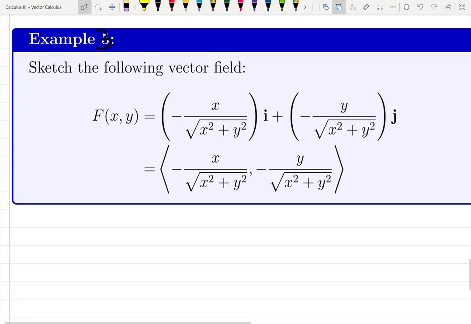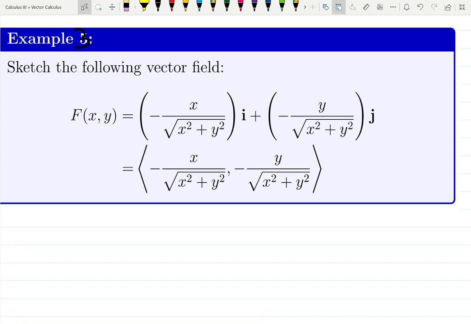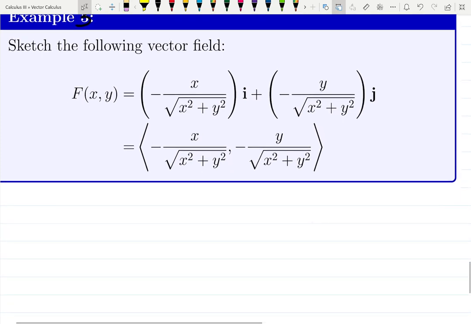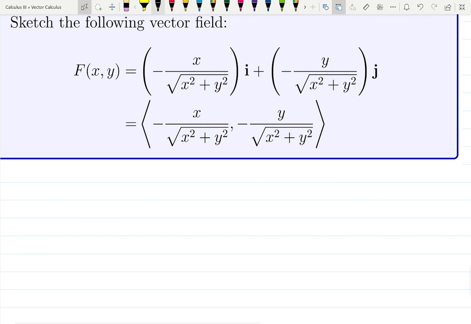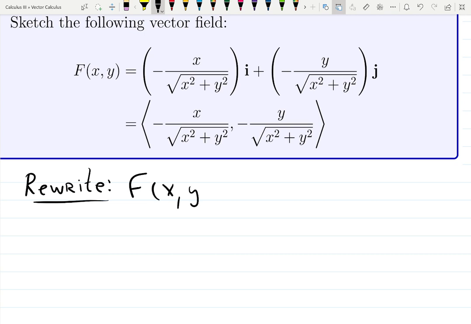Here's the example. Sketch the following vector field. So simple. Minus x over square root of x squared plus y squared. That's the first component. Minus y over square root of x squared plus y squared. And you're like, wow, this looks not good. But again, we can rewrite f x comma y. It's nice to rewrite it just with x and y standing in front.